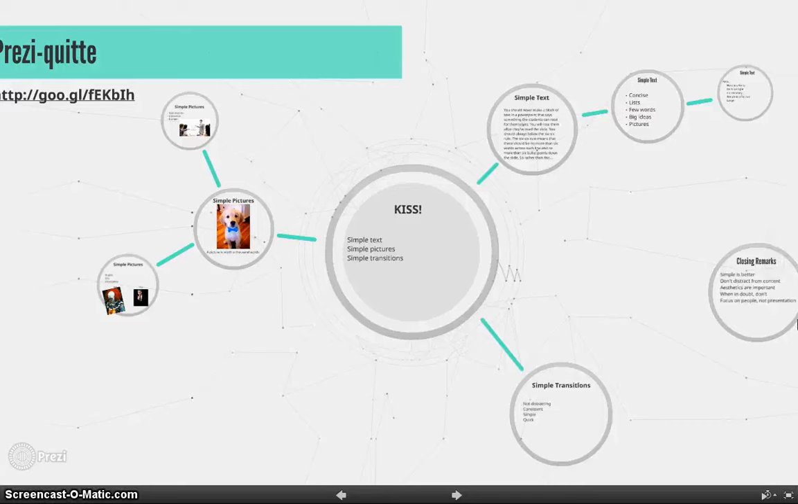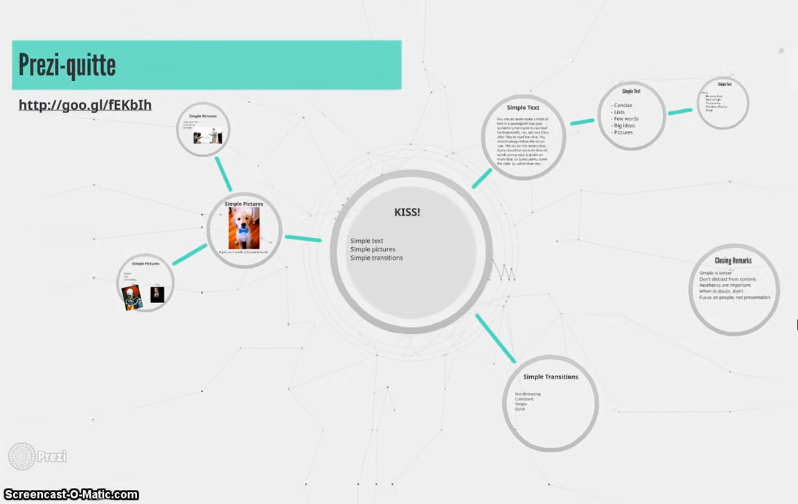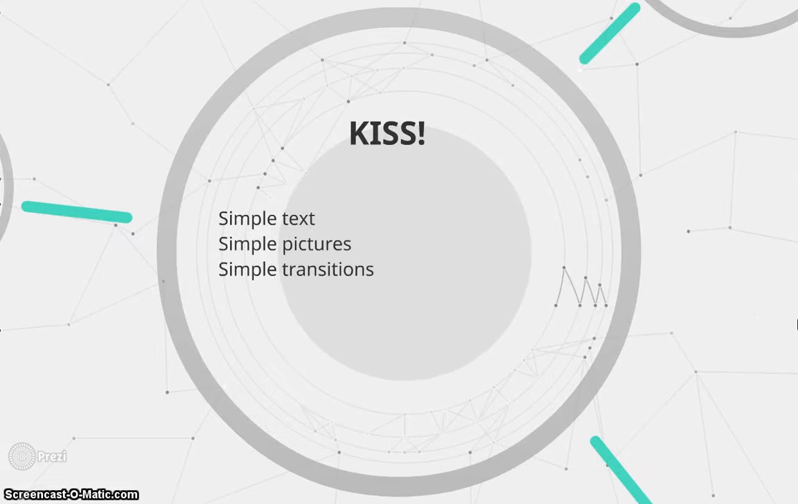Right now I'm going to talk about how to do an effective PowerPoint or any sort of presentation. This is made on Prezi.com and is a great presentation web-based program that I recommend. So when you are making a PowerPoint, the most important thing is to remember to keep it simple. So simple text, simple pictures, simple transitions. Bigger is better, but crazy is not good.